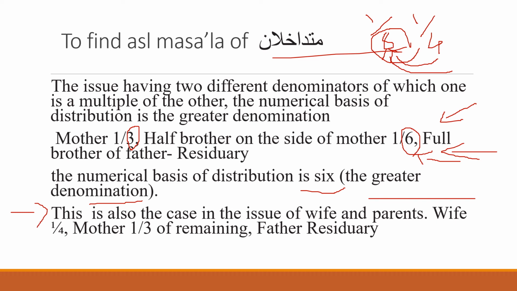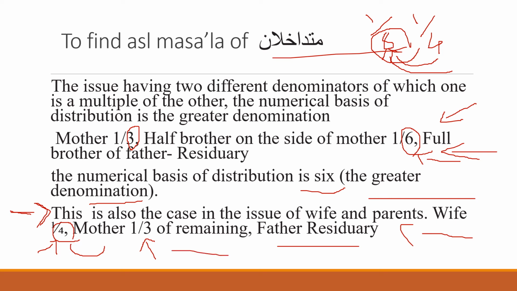This is also the case in the issue of wife and parents. That is the case of thuluthul baqi. Wife 1/4, mother 1/3 of remaining, father residuary. So in this case also the highest number. Actually this is mutabayinani, that will be coming. These two denominators, 4 and 3, are not mutadakhilani, they are mutabayinani. But only in this case, this is an exception case. Only in this case, the mutadakhilani formula will be applied because of thuluthul baqi.